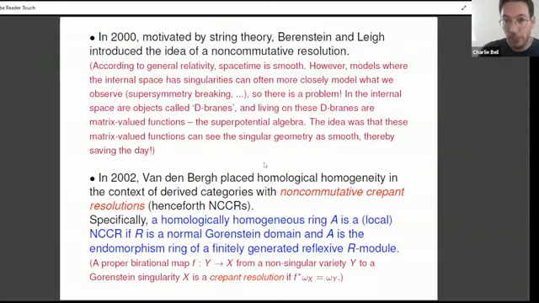So the definition goes that a homologically homogeneous ring A, the definition we had on the previous slide, is a local NCCR, which is short for non-commutative Crepant resolution, if R is a normal Gorenstein domain, so its center is a normal Gorenstein domain, and A is the endomorphism ring of a finitely generated reflexive R-module. I think it's a bit too technical to get into what a Crepant resolution is here, but the definition is given there.